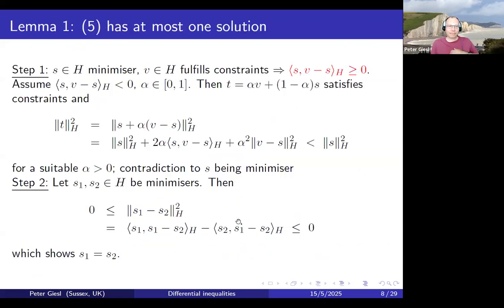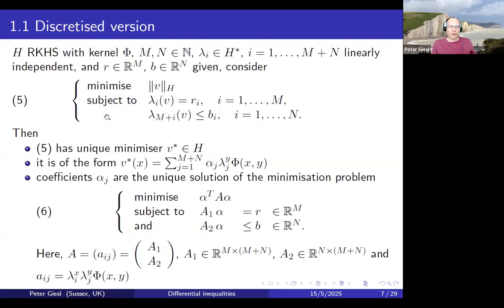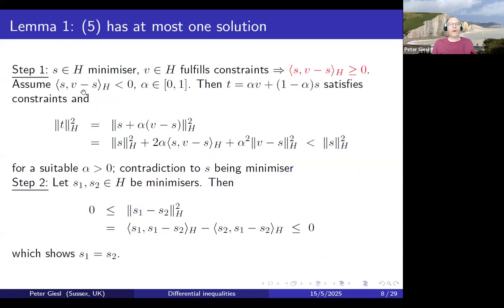So let me explain how we're going through all these steps. The first one, just to give a sketch of the proofs. The first one is why does this have a unique solution, or at most one solution at this point. We're going to show that it has one later, and that's a standard way to show this. So we start with two functions, s and v. S is the minimizer, and v fulfills the constraints, and we want to show this inequality.